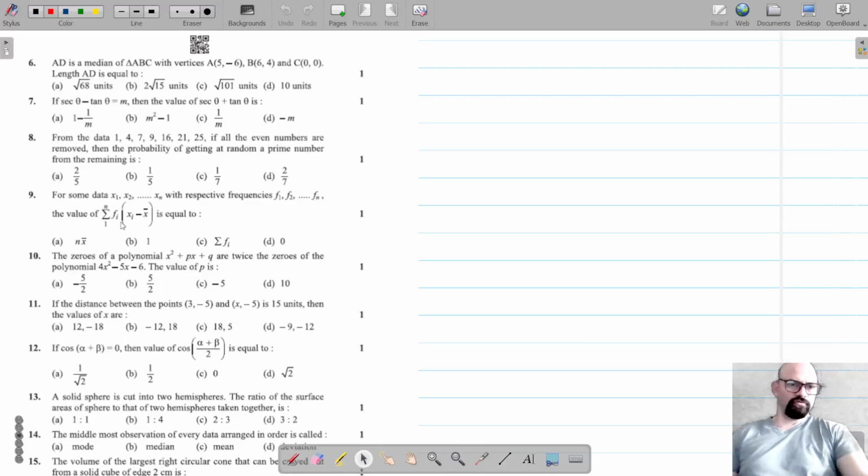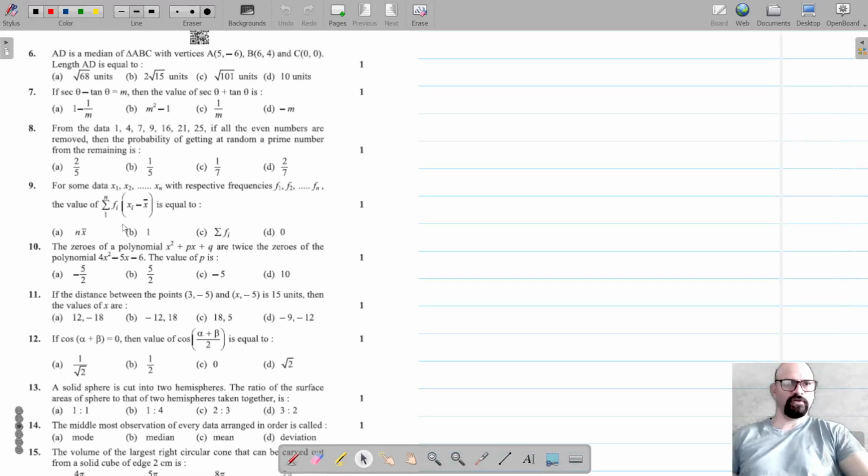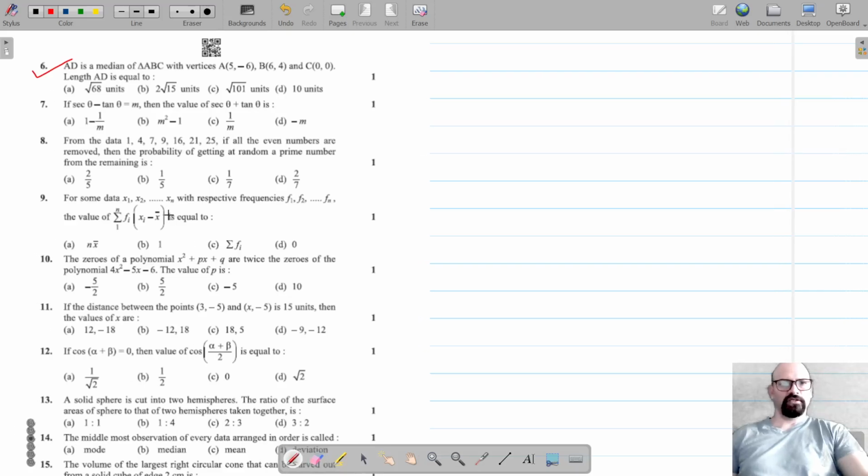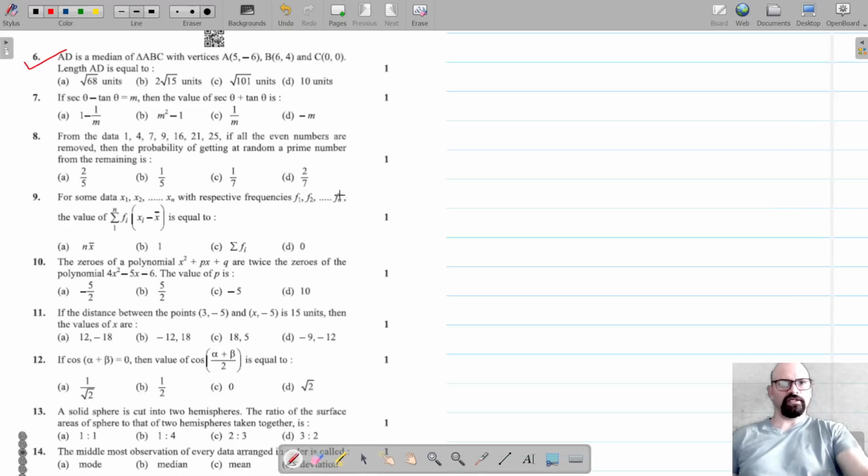Okay, so we are about to solve the MCQs from question number 6 to 15. Let's start with the first one, that is the sixth. It's given that AD is a median of triangle ABC with vertices A, B, and C. We have to find the length of AD.